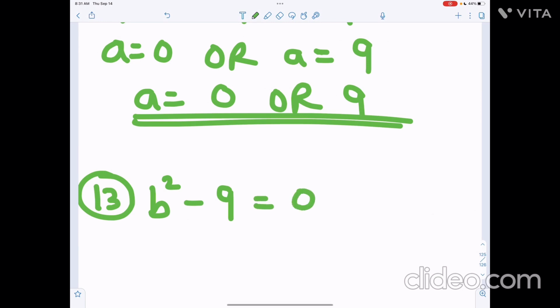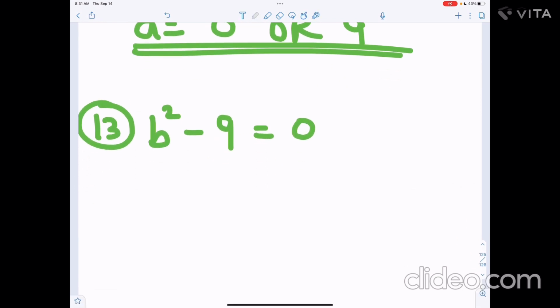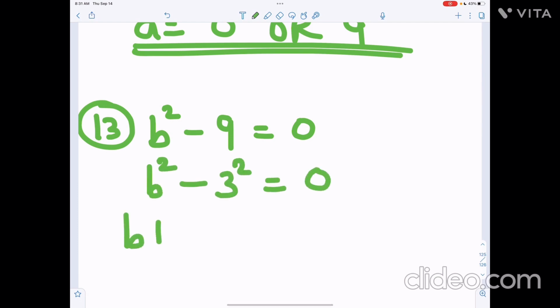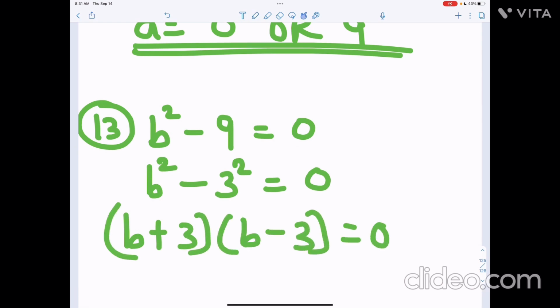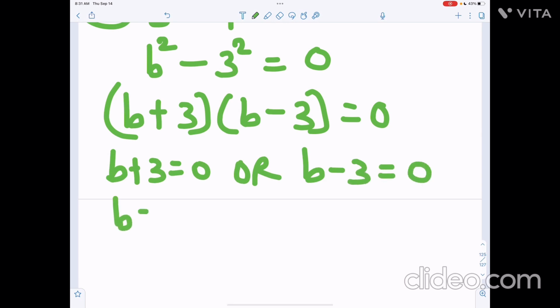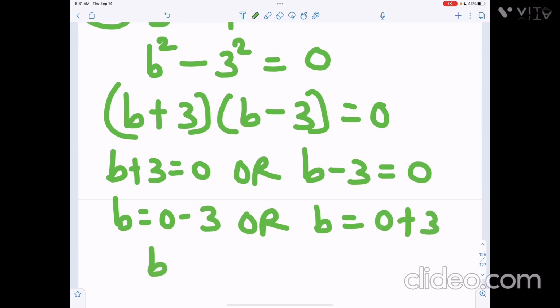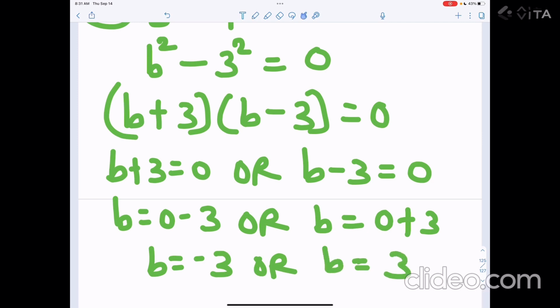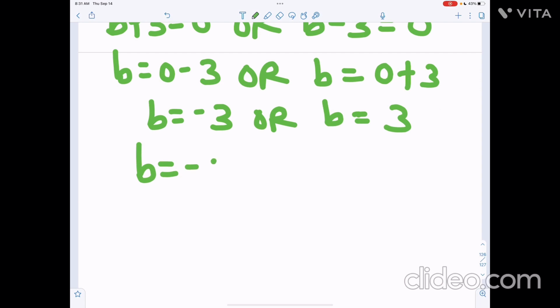b squared minus 9 is 0. This is b squared minus 3 squared is 0. So that's b plus 3, b minus 3 is equal to 0. It's a difference of 2 squares. So b plus 3 is 0, or b minus 3 is 0. So b is 0 minus 3, or b is 0 plus 3. b is minus 3, or b is plus 3. What does that give us? b is minus 3 or 3.